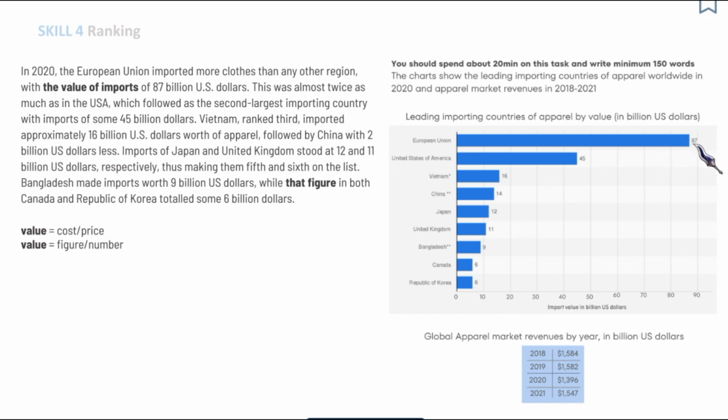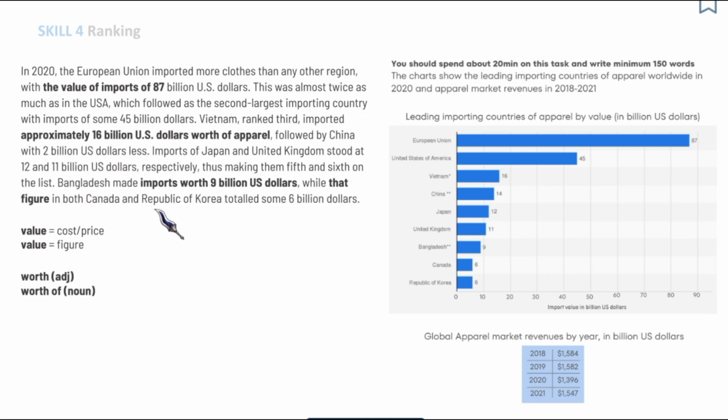So this is one way to paraphrase figures, numbers. Another very useful way to talk about numbers, cost in our case, is to use the word figure. And as you can see here, one of the meanings of value is figure or number. So in this sentence, while that figure in both Canada and Republic of Korea, we can actually say while that value in both Canada and Republic of Korea.